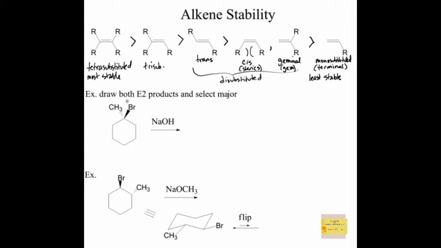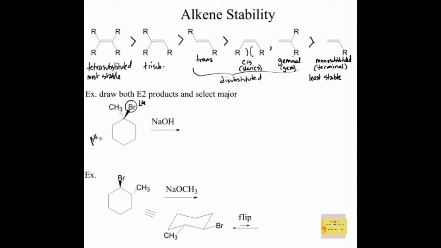Here's an example. Draw both E2 products and select the major. So we have our leaving group here. How is it possible to get two different E2 products? Well, let's look for our beta hydrogens. There's no hydrogens on this carbon. It's the next carbon over. We could grab one of these hydrogens or one of these hydrogens. Would those give two different products? Actually, those would both give the exact same product.